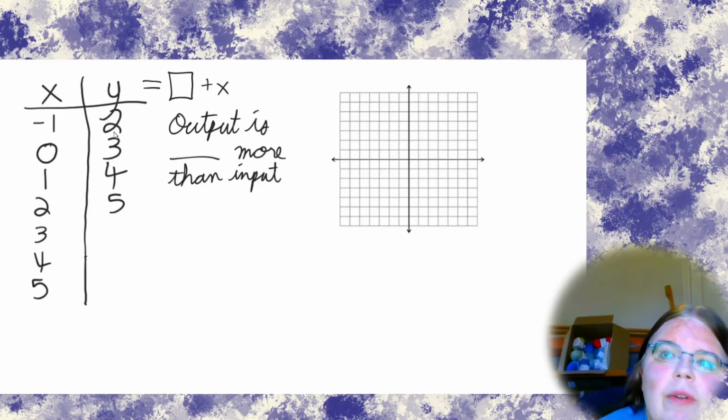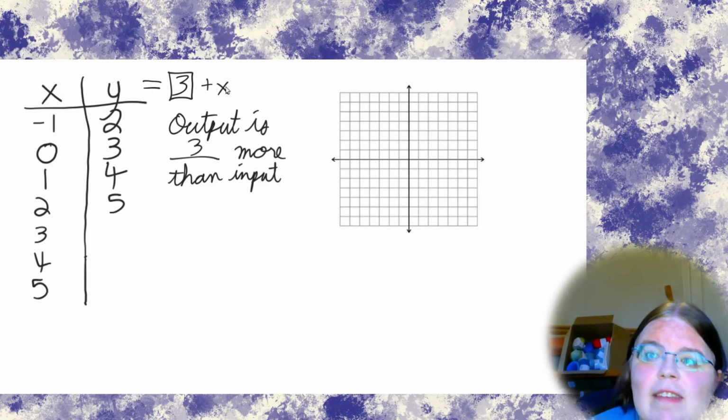Well, one thing I notice is that when our input is 0, our output is 3. So that tells me our output must actually be 3 more than the input. So our rule here can be that y equals 3 plus x. Then it's very easy to go ahead and calculate the rest of the y values. 3 plus 3 is 6, 3 plus 4 is 7, and 3 plus 5 is 8.